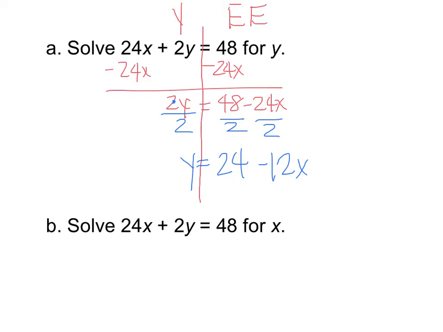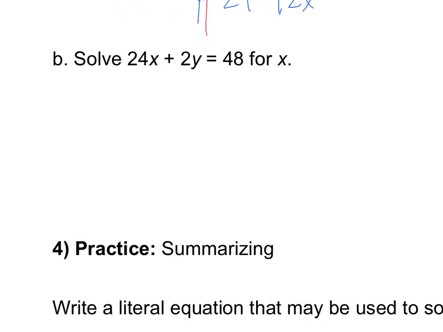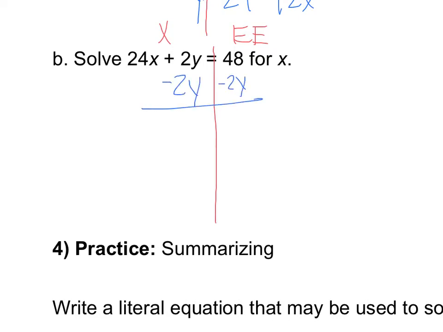Now, the next problem gives us the exact same problem, but this time it asks us to solve it for x. It does not change the way we approach the problem, we still want to get our x's on one side and everything else on the other, but it does change the steps that we take. So instead of getting rid of the 24x, I need to get rid of the 2y. I'm going to do that by subtracting 2y from both sides. So 24x equals 48 minus 2y.